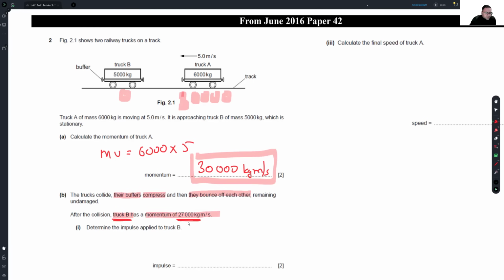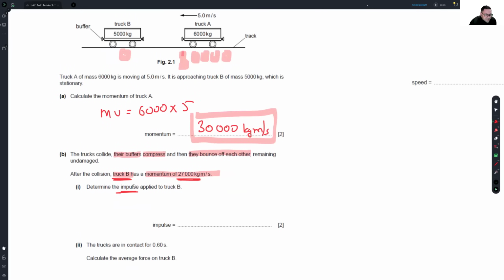What is the impulse applied to truck B? Remember what I said? This is usually a trick. I don't have force and time, but I know that impulse is change in momentum, delta mv or delta p. B had a velocity of 0, and now it's 27,000 momentum. So the change is 27,000 minus 0, which is 27,000. Yay.